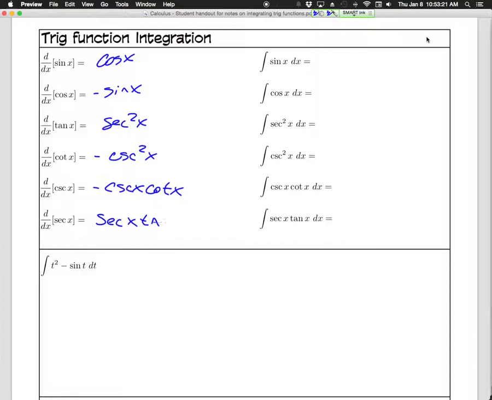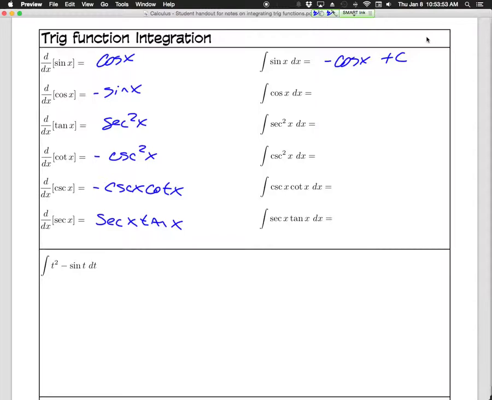Secant and tangent. So now that we have those, we should be able to go to the right side and integrate on the right side. So what is the integral of sine going to be? Negative cosine. Don't forget about the plus c. You don't just go back. What is the next one?